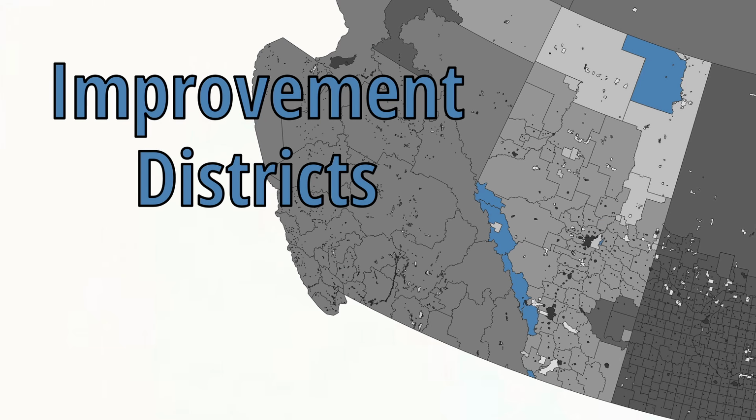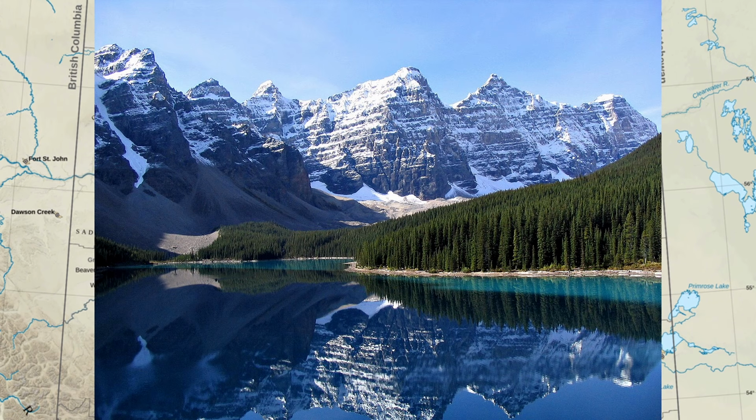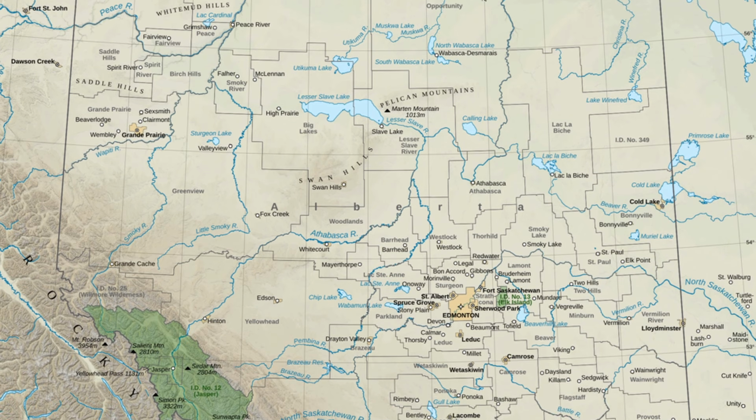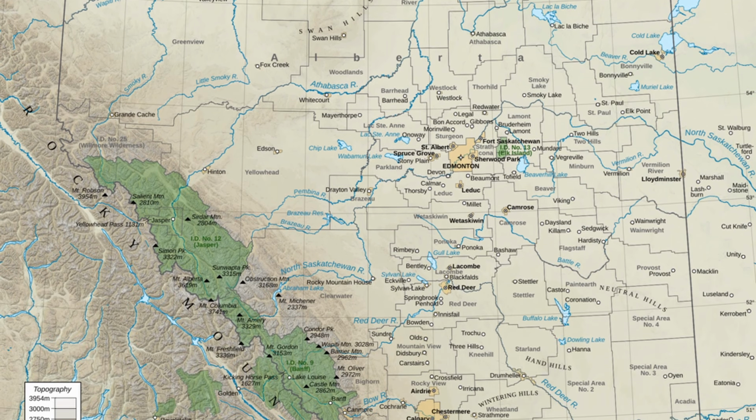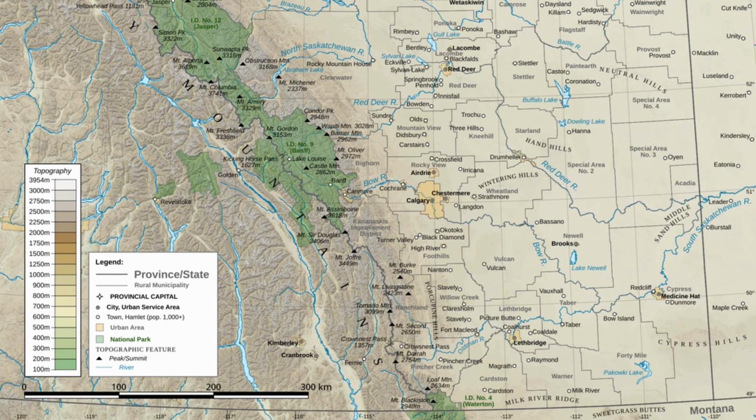Improvement districts are places without a municipal government. They are instead governed by Alberta through its Ministry of Municipal Affairs. These improvement districts take up national or provincial parklands. Because of this, they are scarcely populated, and so local municipal government would be ineffective. There are 7 of them in total, and they have a collective population of just 2,100 people.